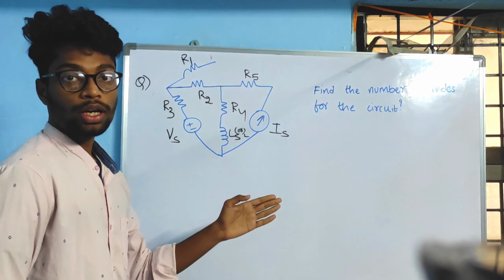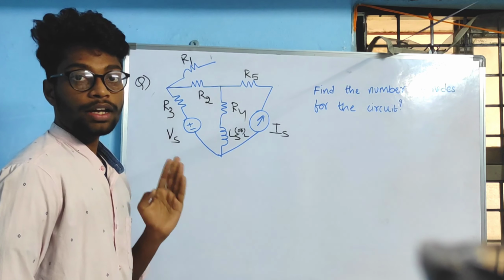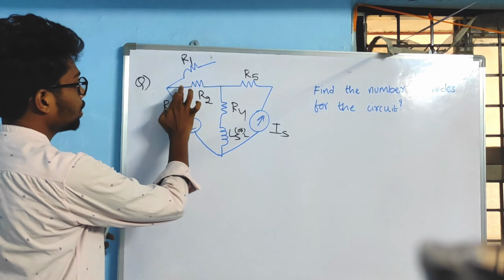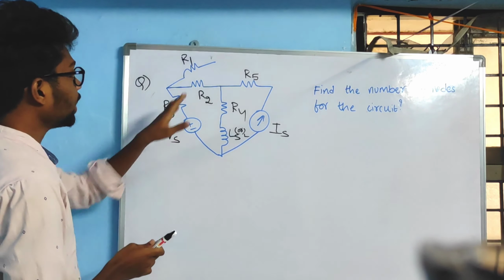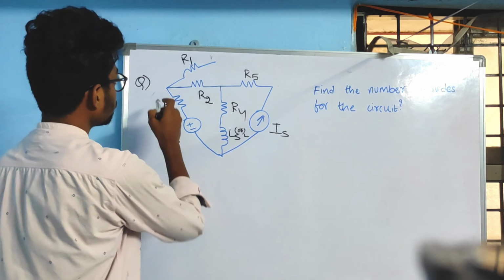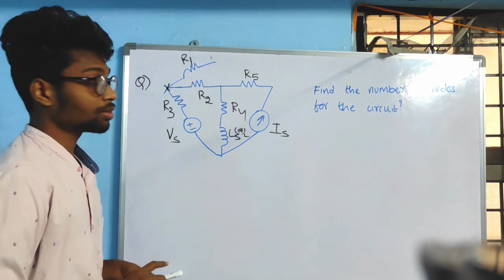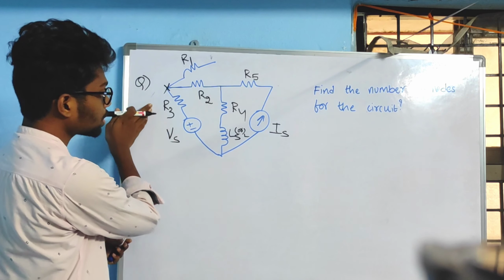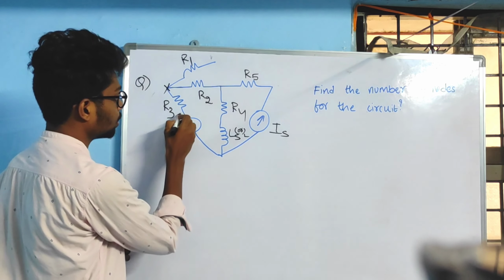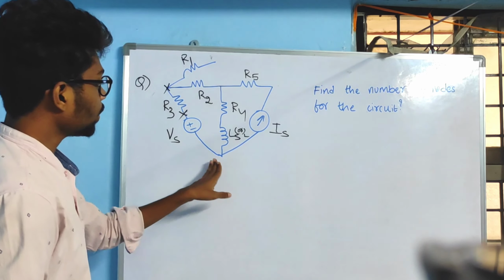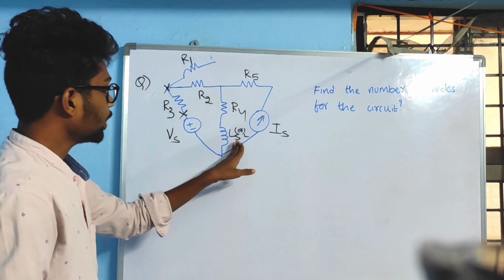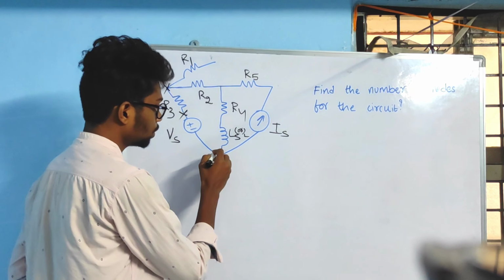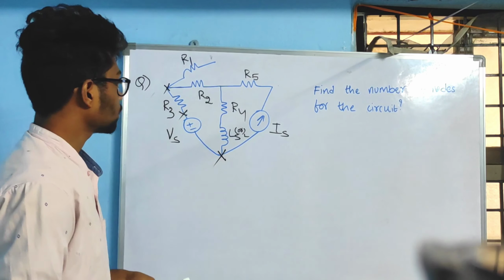Friends, I already told you earlier, a node is a point where two or more elements are connected in a network. Over here you can see element 1, element 2 and element 3. So, this is a node. Here you can see two elements are connected, one is the voltage source and another is resistance R3. So, this is a node. Here you can see three elements are connected, inductor, voltage source and current source. So, this is a node.